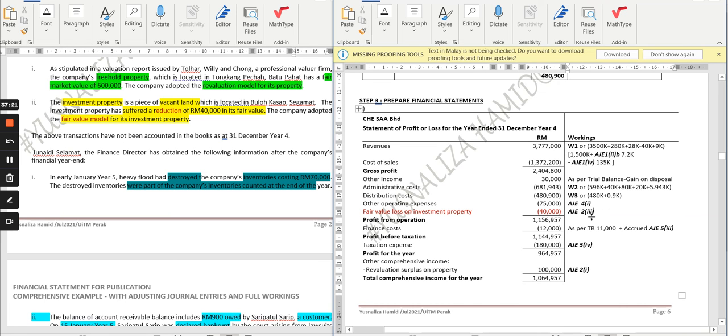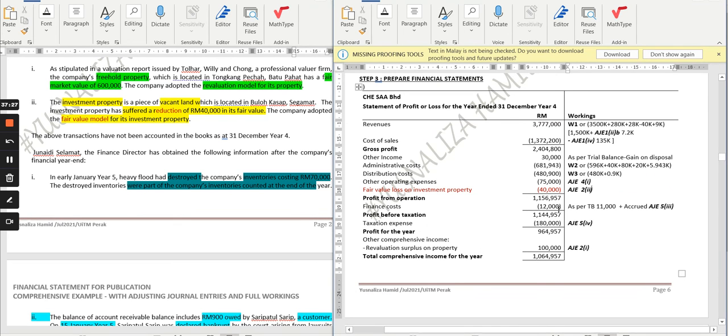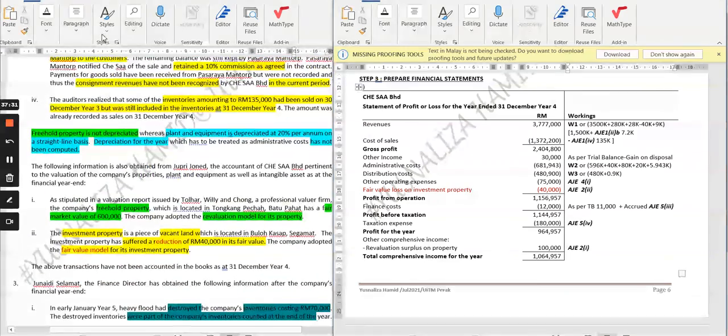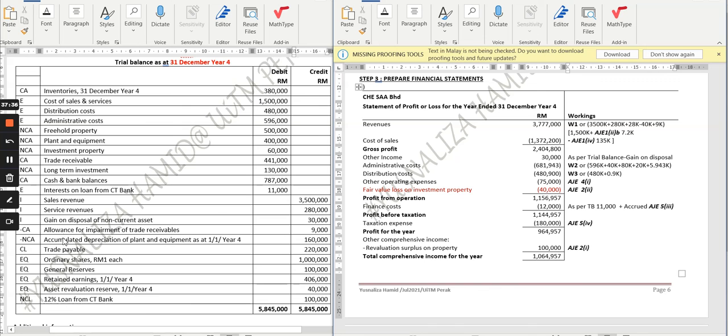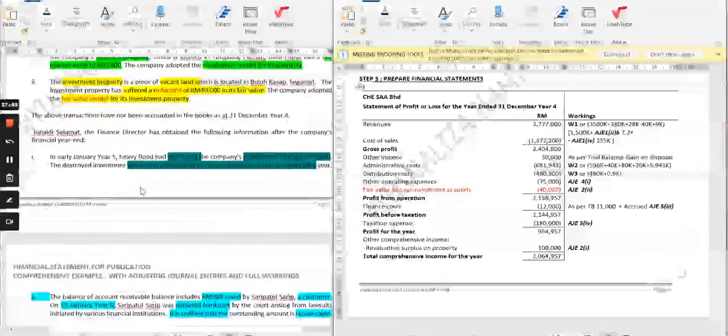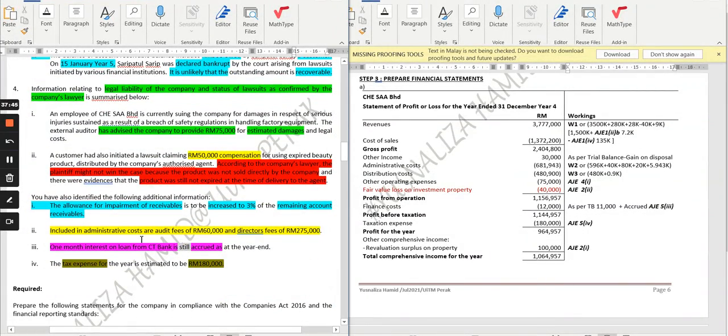22, sorry. Next, now that we have done the journal, you will go and check the adjusting journal. Finance costs should be 12 because as per the trial balance it was 11. The finance cost, which is the interest on loan, 11, plus the accrued interest, the last item somewhere here, 1 month interest, which is 1,000. So that would be 12.